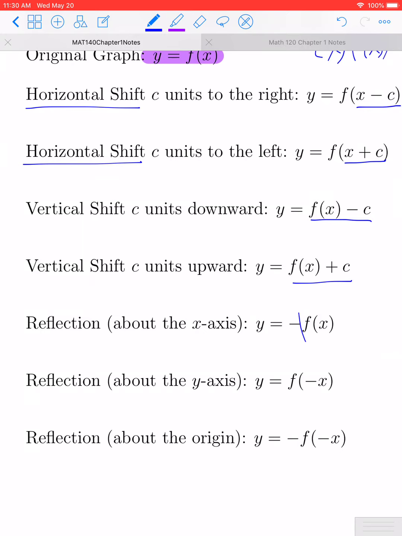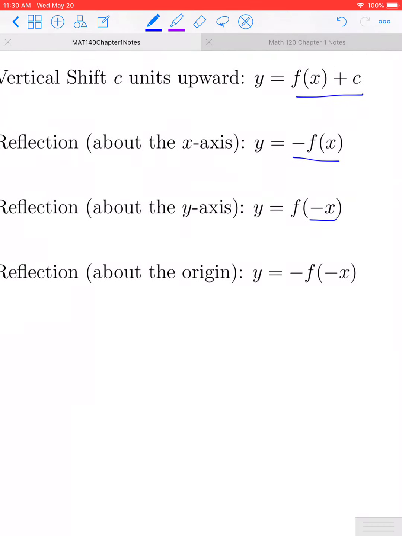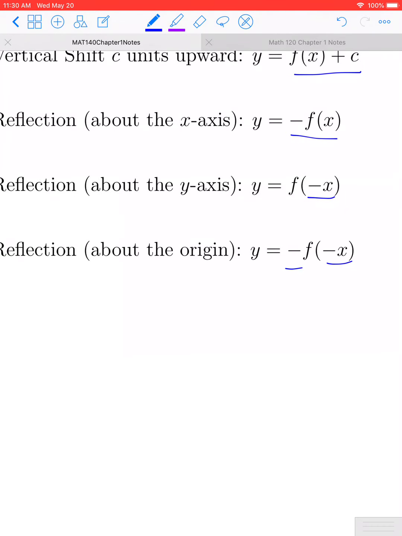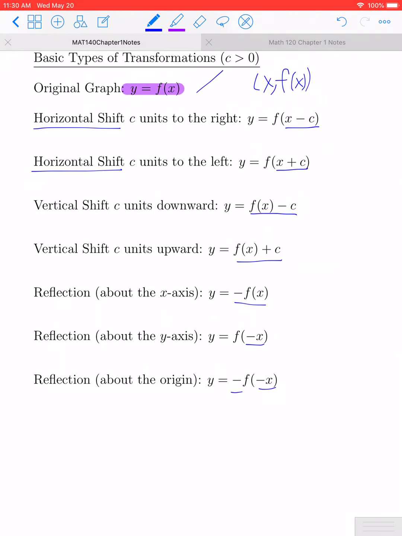We then have a couple different types of reflections. If you multiply on the outside of a function by a negative, that's going to create a reflection with respect to the x-axis. If you multiply the independent variable on the inside of the function by a negative, that will be a reflection about the y-axis. And then if you have both an inside and outside multiplication by -1, that's actually a reflection with respect to the origin. So it's important not only to know how to graph the basic functions listed above, but also how to graph any one of their various transformed versions.